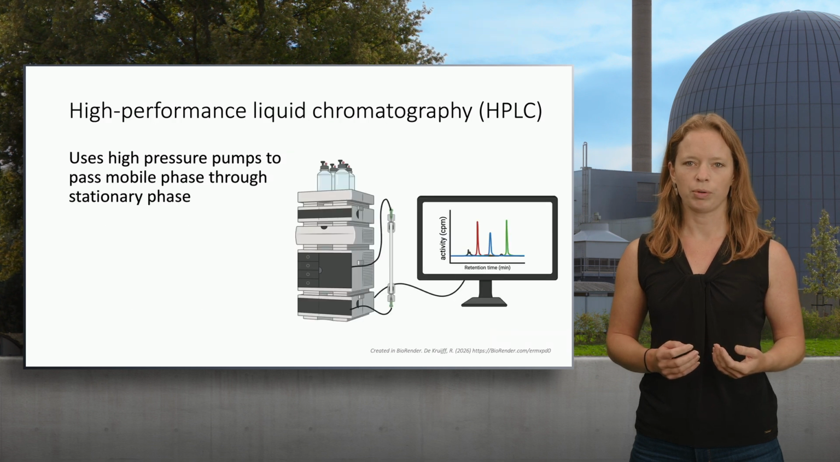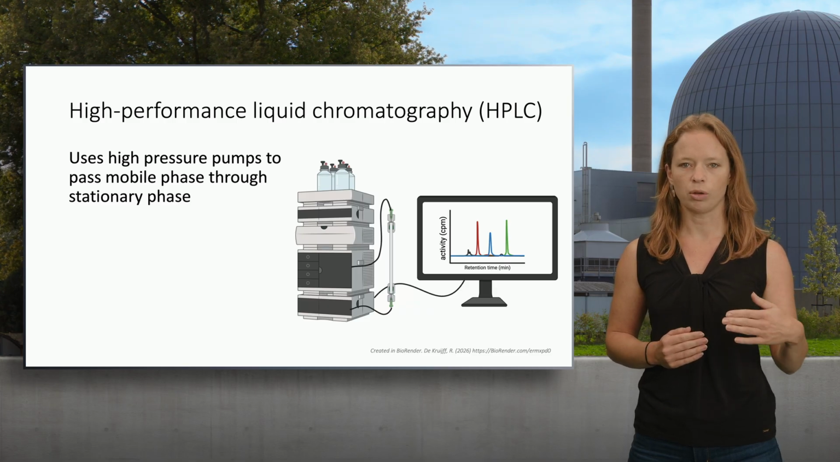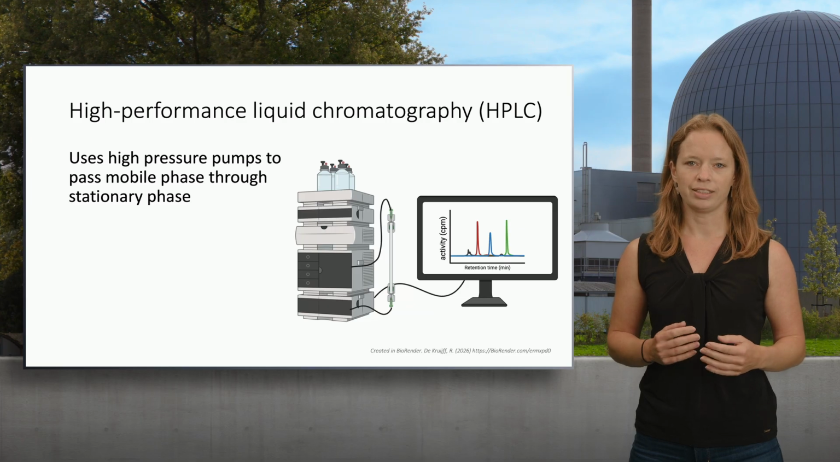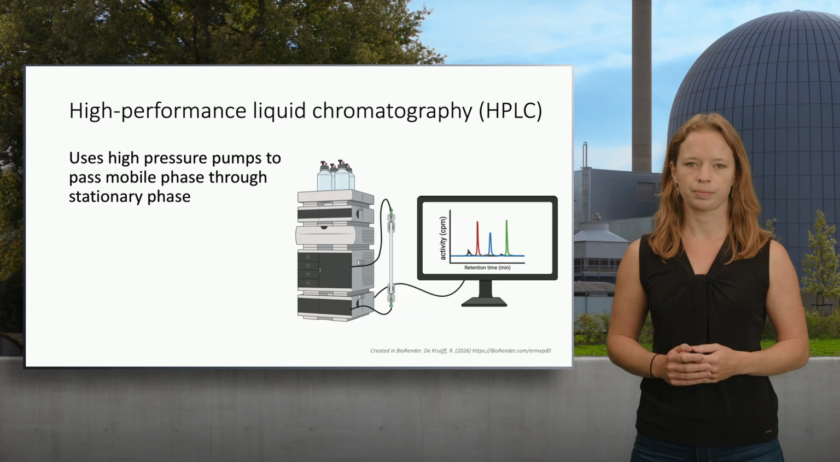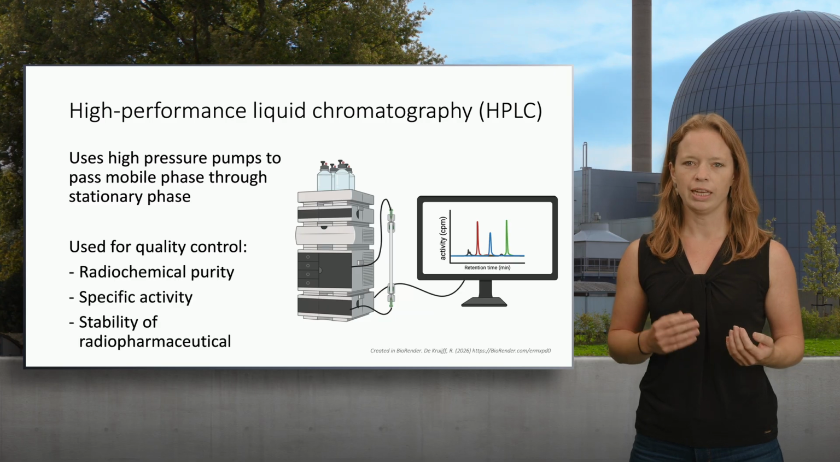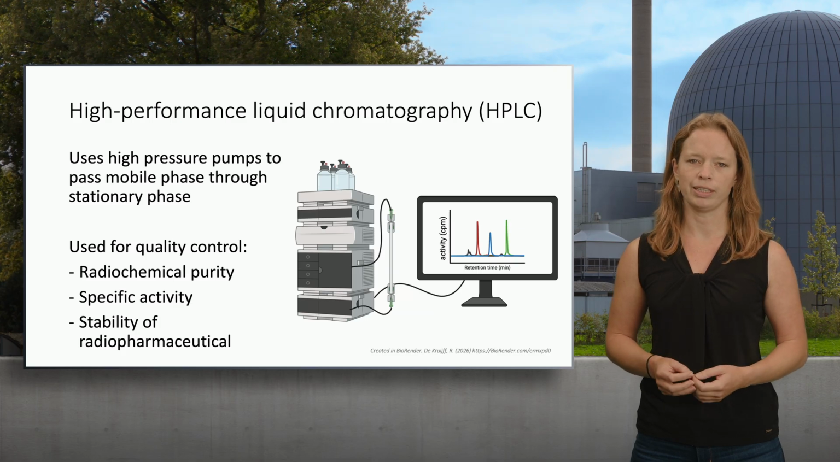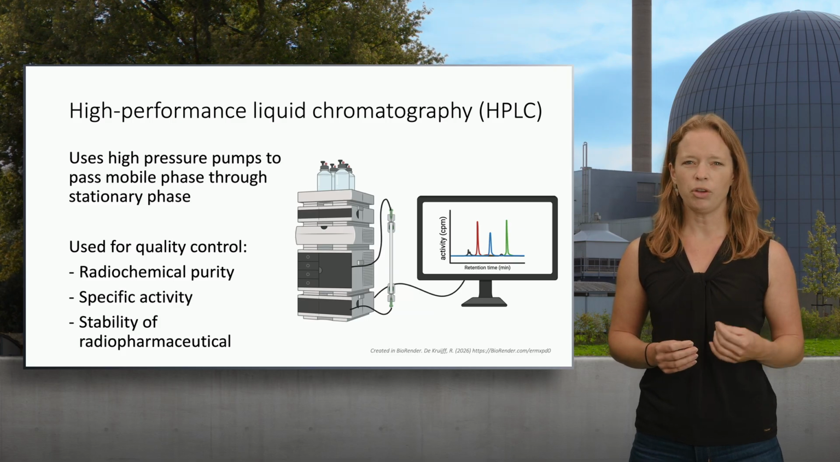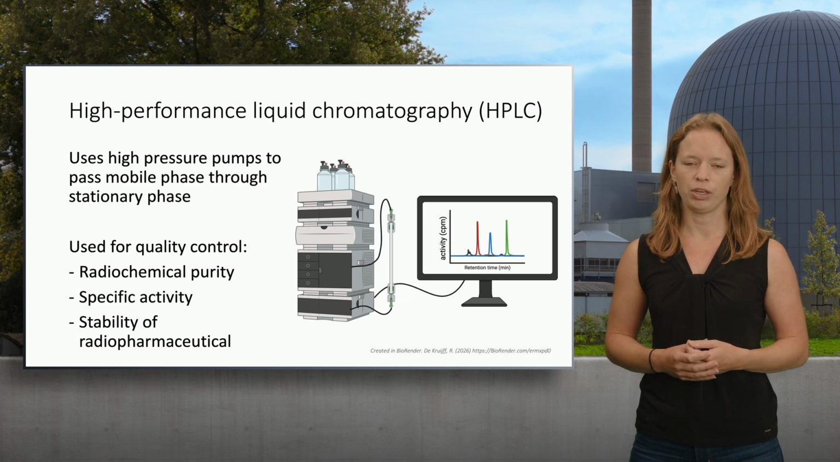HPLC, or high performance liquid chromatography, works by passing the mobile phase through a column containing the stationary phase, using high pressure pumps. The stationary phase will interact with the different components in your sample differently, retaining some longer than others. And a detector at the end of the column detects these components as they exit at different times. Similar to TLC, HPLC is mainly used for quality control, but it's a much more sensitive method than TLC. For example, it allows you to determine the radiochemical purity, specific activity, and stability of the radiopharmaceutical.